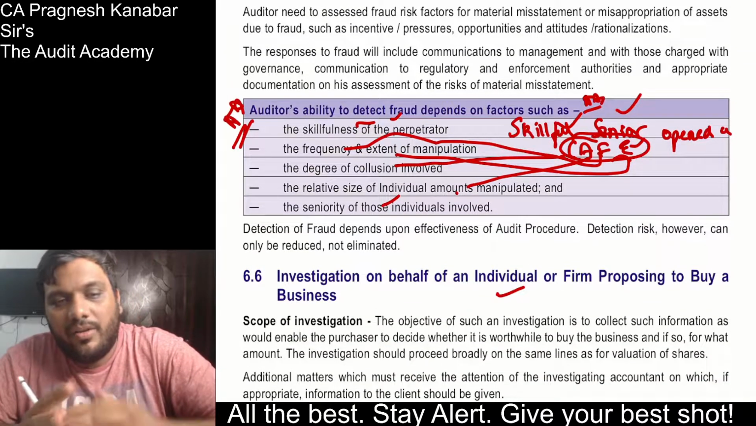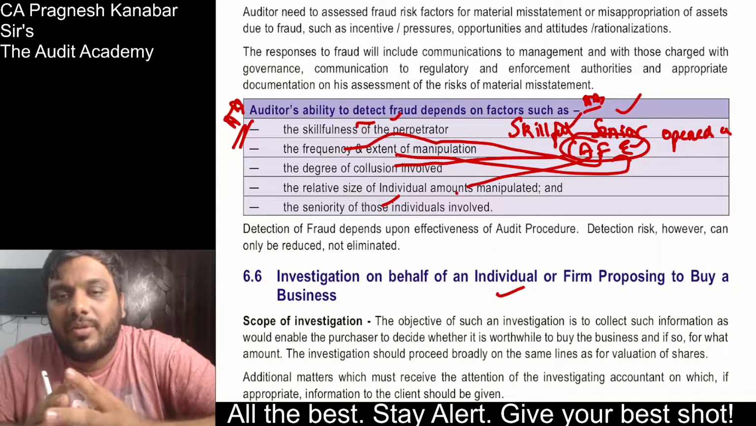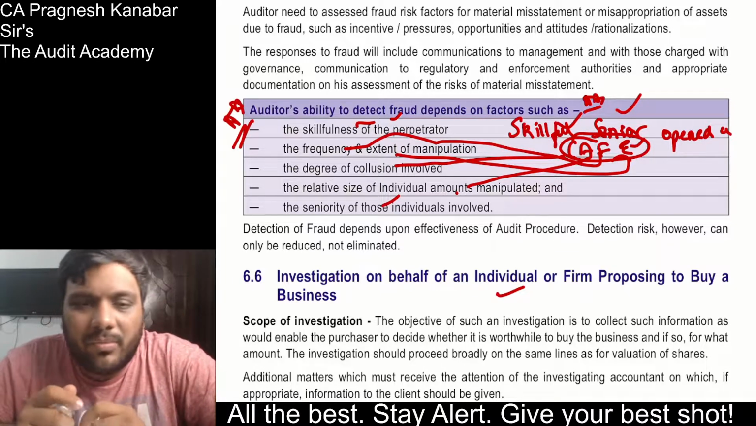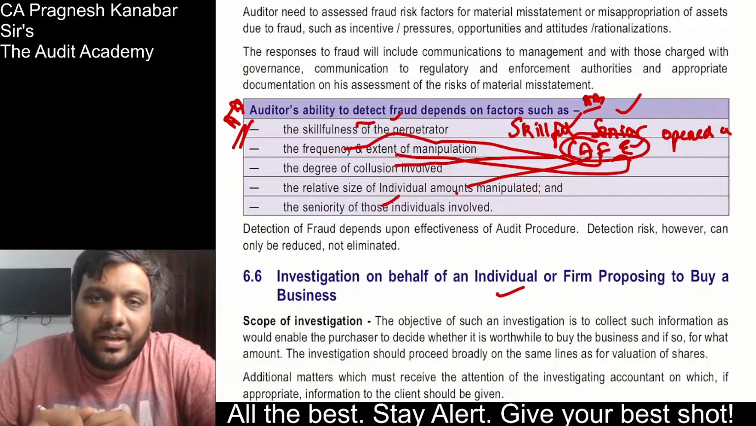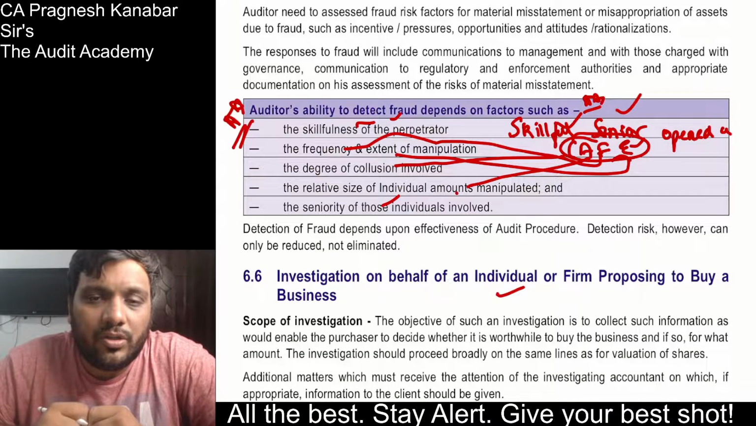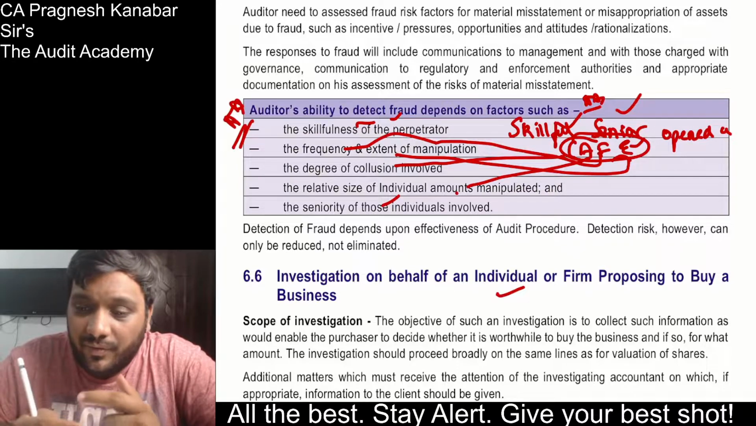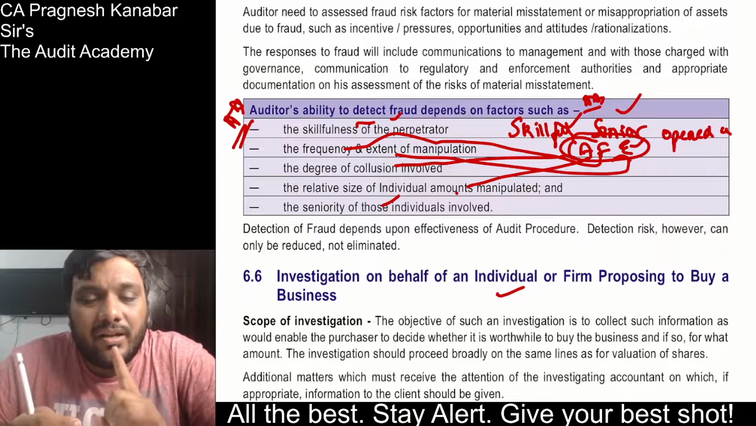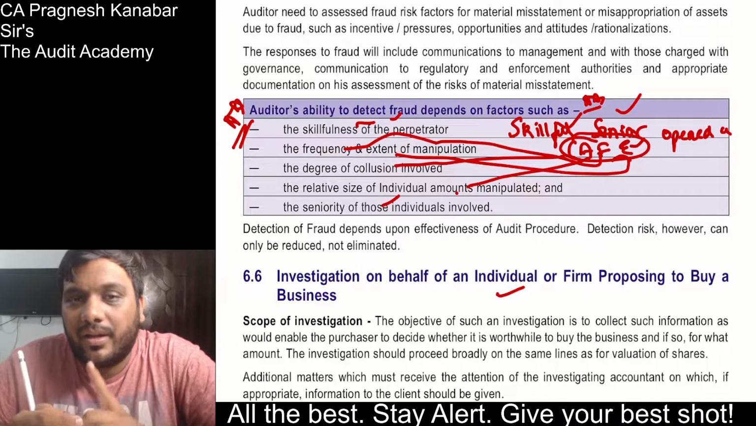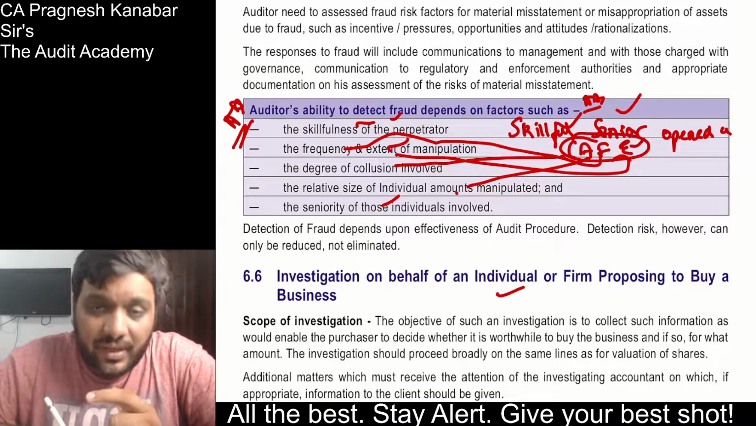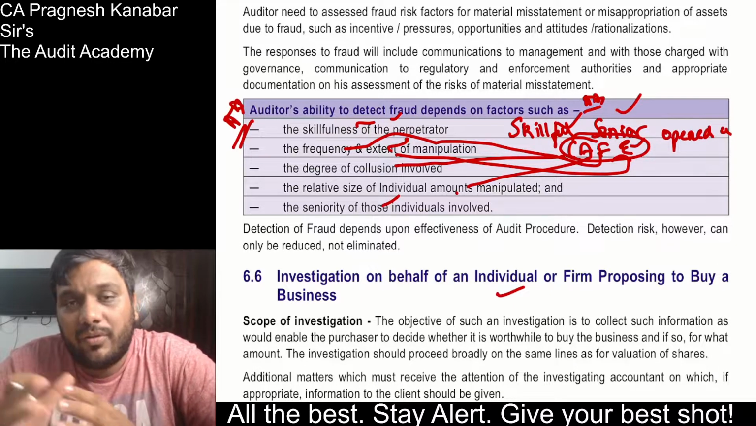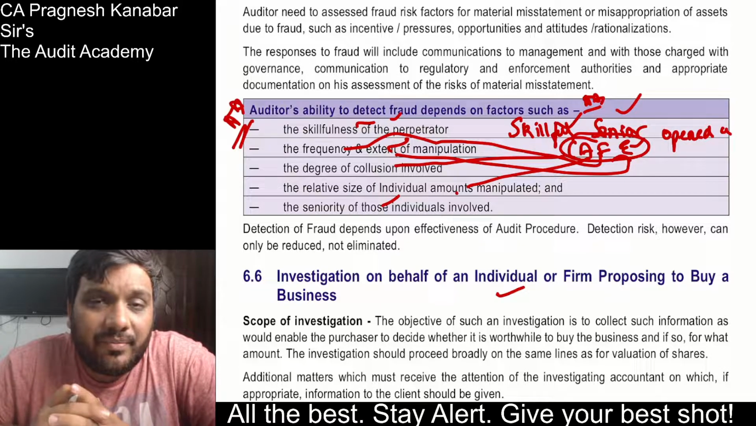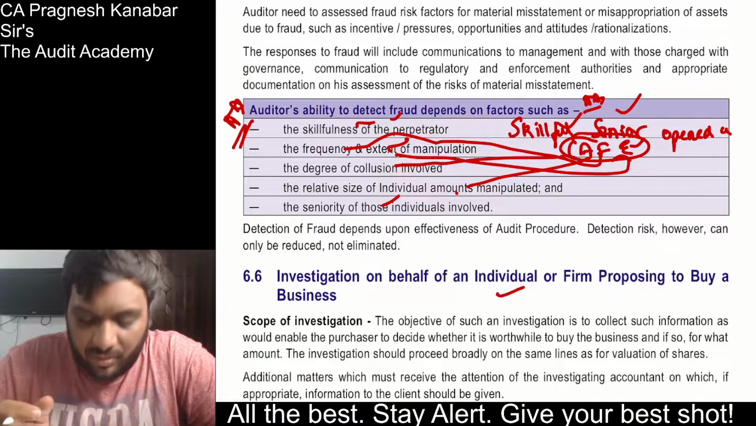So if there is a high level of collusion involved, the auditor may not be able to detect it. If there are small amounts involved, the auditor may not be able to detect it, because the auditor may not be focused on small amounts. If the frequency is not high, that means the fraud happened once in the whole year, the auditor may not be able to detect it. If the extent of manipulation is too much, from start to end everything they have manipulated, then in that case the auditor may not be able to detect it.